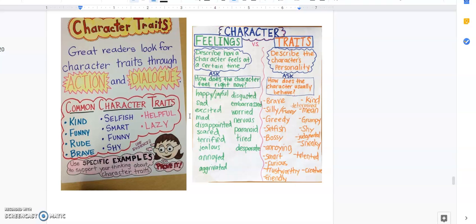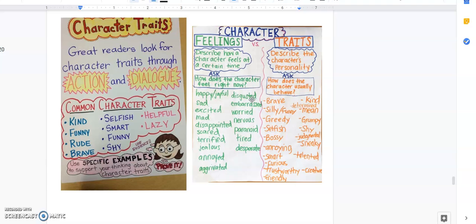So when I'm thinking about a character trait, I want to think about, well, what are they doing? What are the actions, and what are they saying, the dialogue? Some common character traits might be you're kind, you're funny, you're mean, you're rude, you're brave, you're selfish, you're smart, you're shy, things like that, okay? And so you really want to make sure that you're using evidence to help prove that, oh, well, I know that the character is selfish because he did this. For example, I know Miss Martinez is funny because she tells great jokes, right? Perfect. So that's a great example. That's just a little bit of what you want to be looking out for.